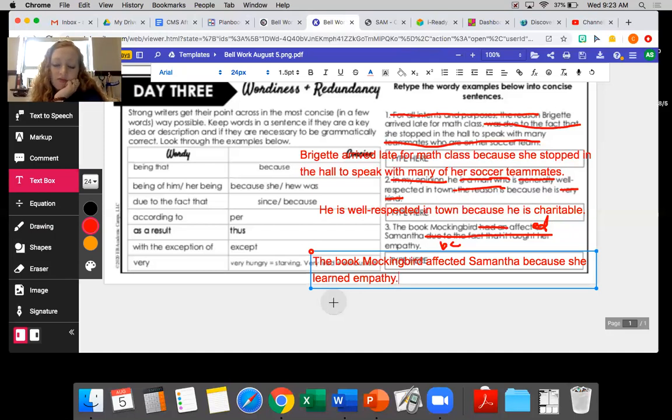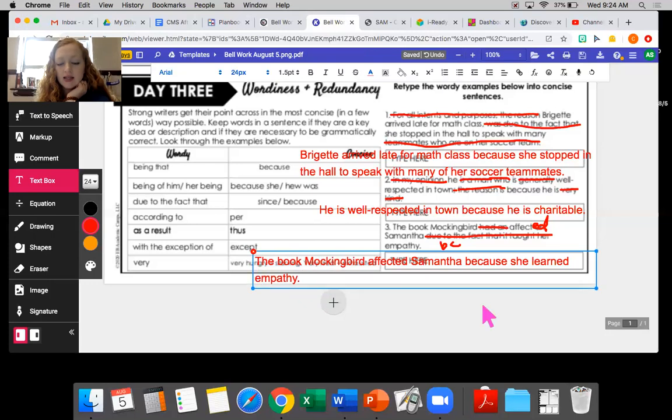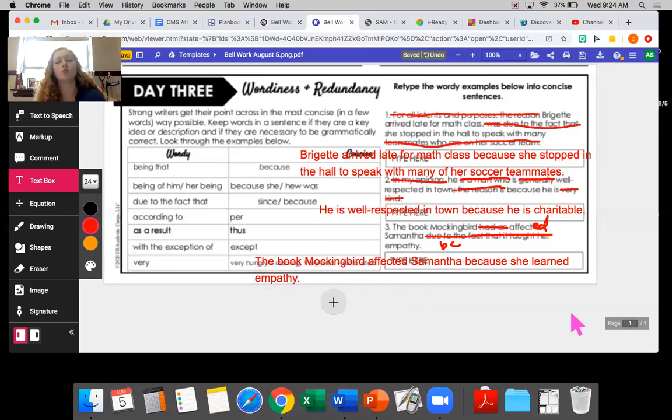You really could leave because it taught her empathy. That would be fine too. It's only one more little word, so it's not a huge deal. But if you want to shorten it the most, you can shorten it to this. All right, so now our writing is less redundant and is more concise. It is also less wordy. So it makes it a lot easier for people to understand and read. So when you're done, press submit in the top right-hand corner.